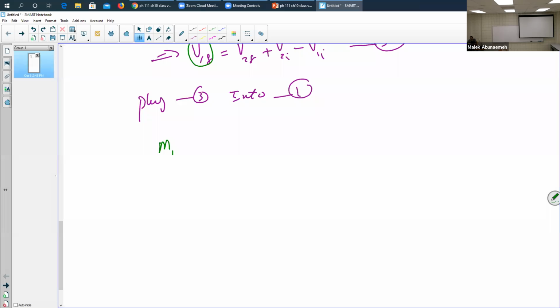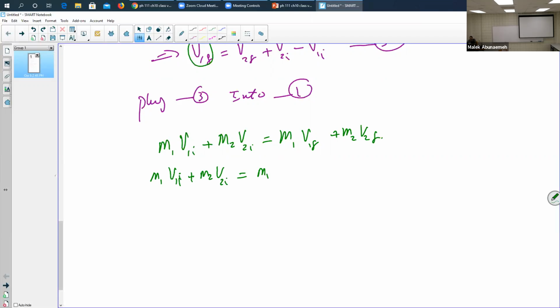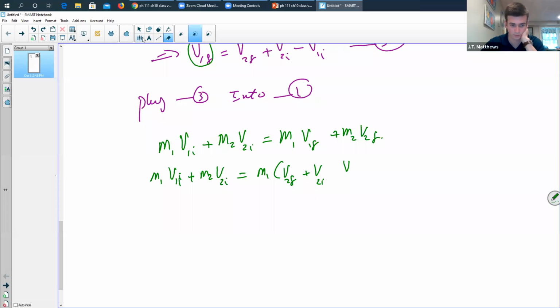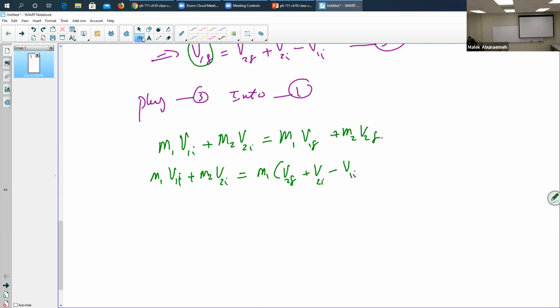So your M1 V1I plus M2 V2I equals M1 V1F plus M2 V2F. So putting it in, what you're gonna have is M1 V1I plus M2 V2I is gonna equal M1 times V2F plus V2I, no, not plus, it's minus, right? Yes. Minus V1I, plus M2 V2F.